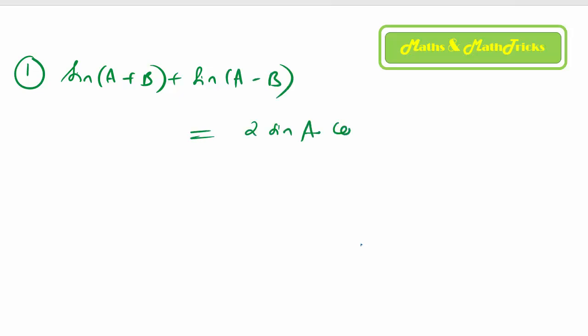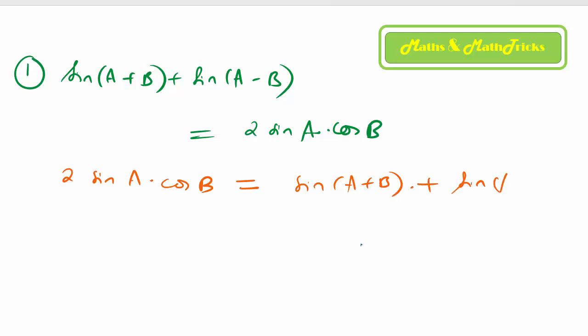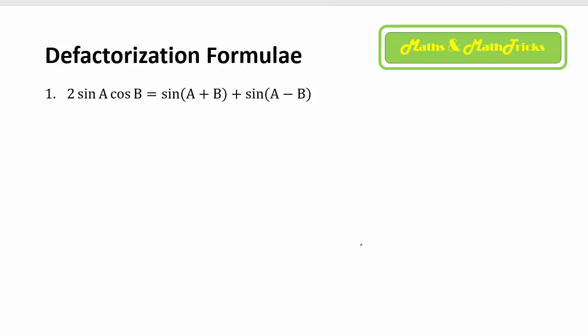Formula number 1, that is sine of a plus b plus sine of a minus b, can be written as 2 times sine a into cos b. In transformation, we write this as 2 times sine a cos b is equal to sine of a plus b plus sine of a minus b. And here you go, the very first formula for transformation, which we name the defactorization formula.